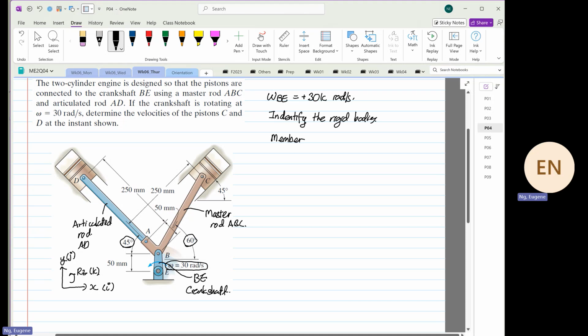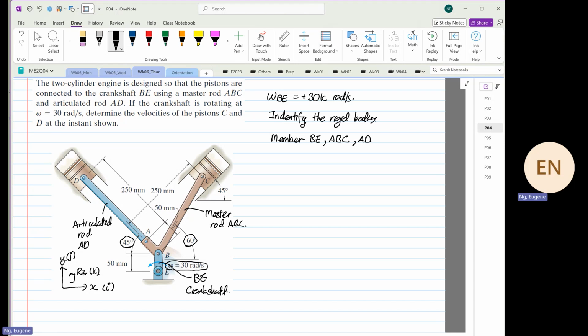So we have our member BE as one of our rigid bodies. Another rigid body is our member ABC. And the other rigid body is AD. The tricky part is ABC. That is the tricky part.